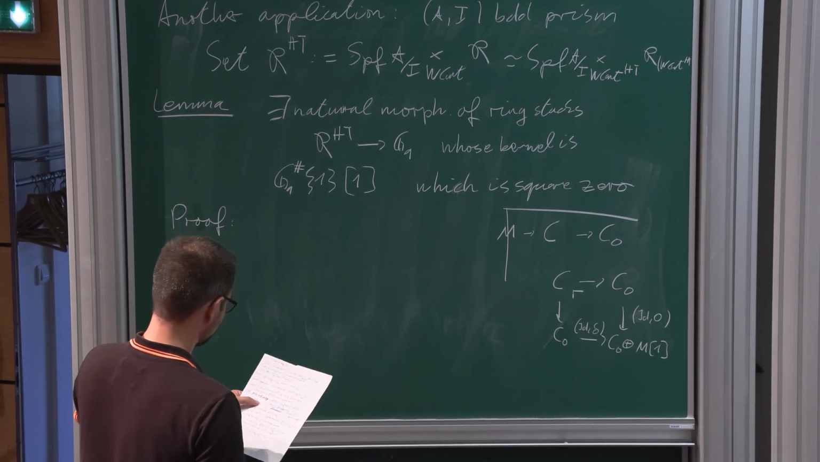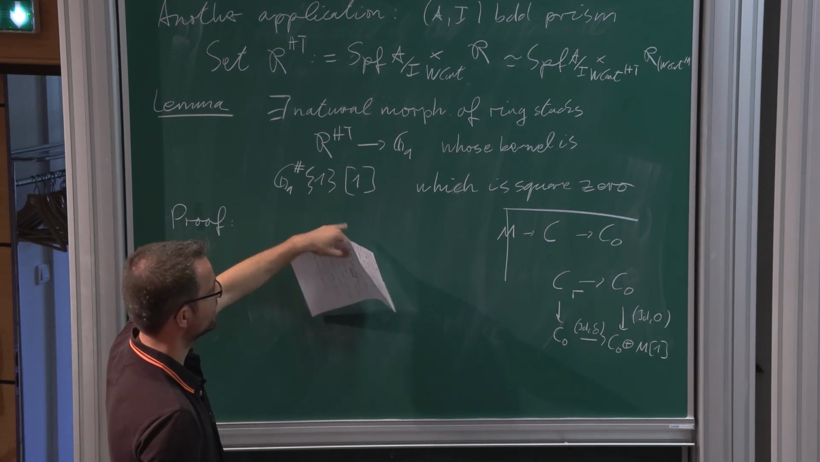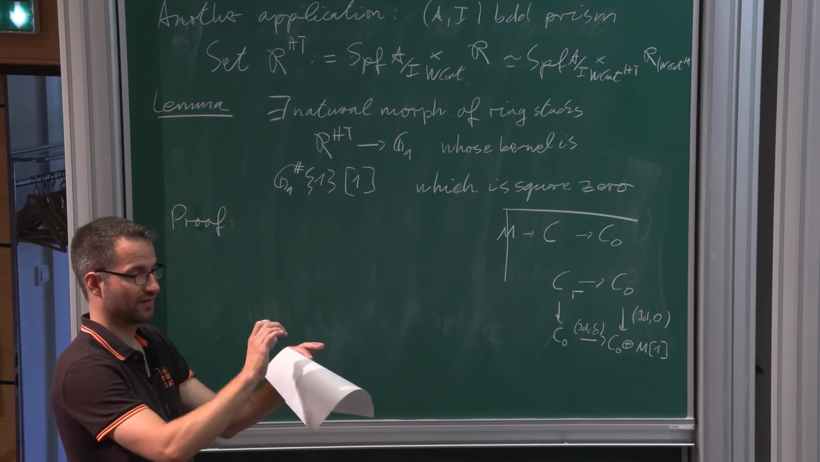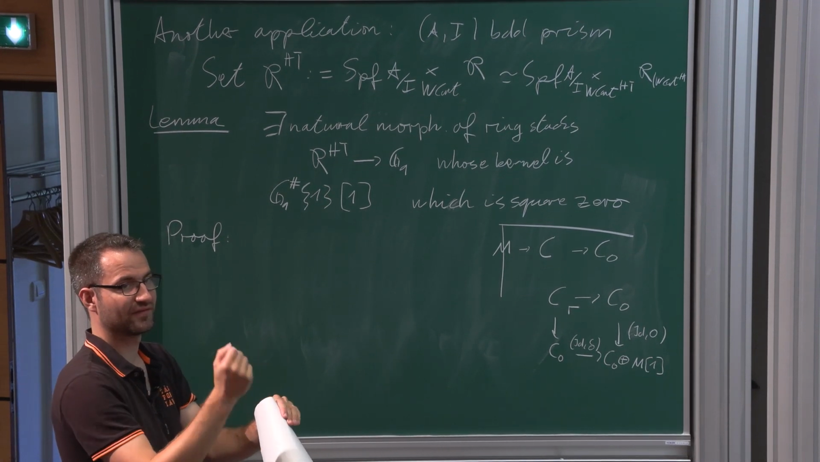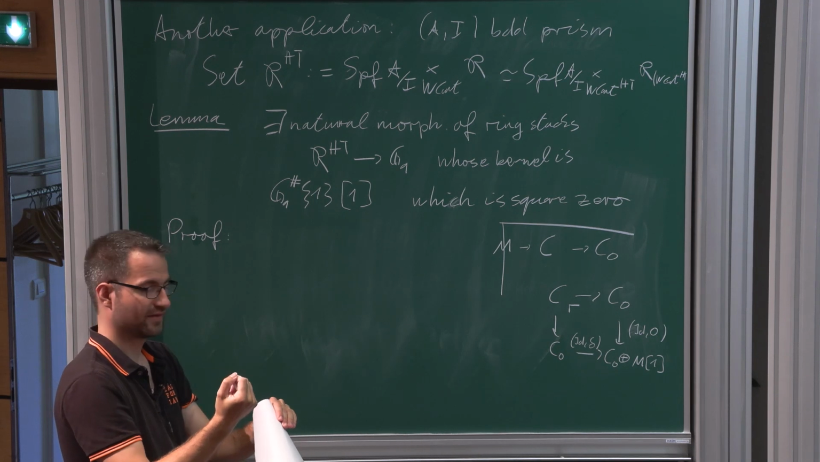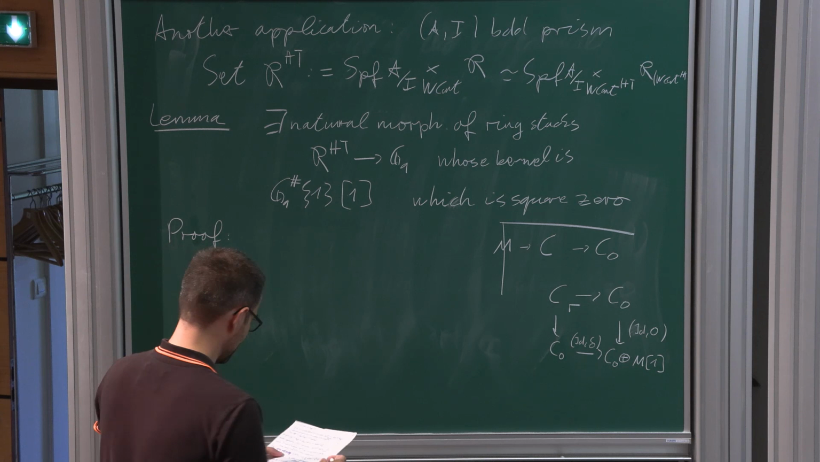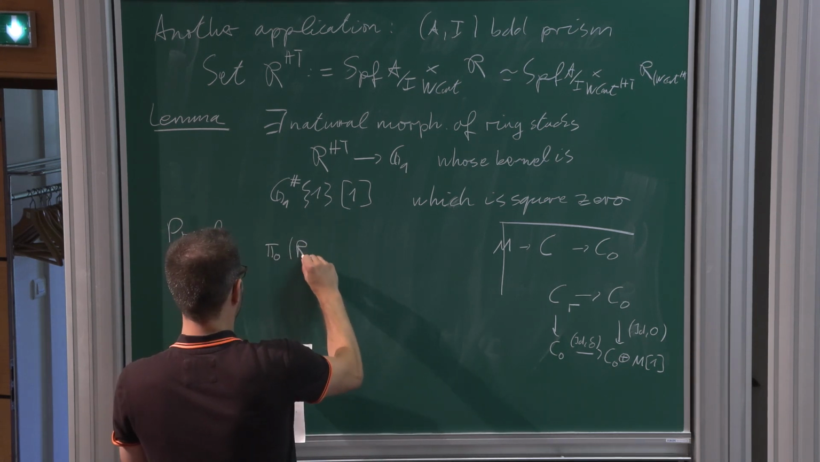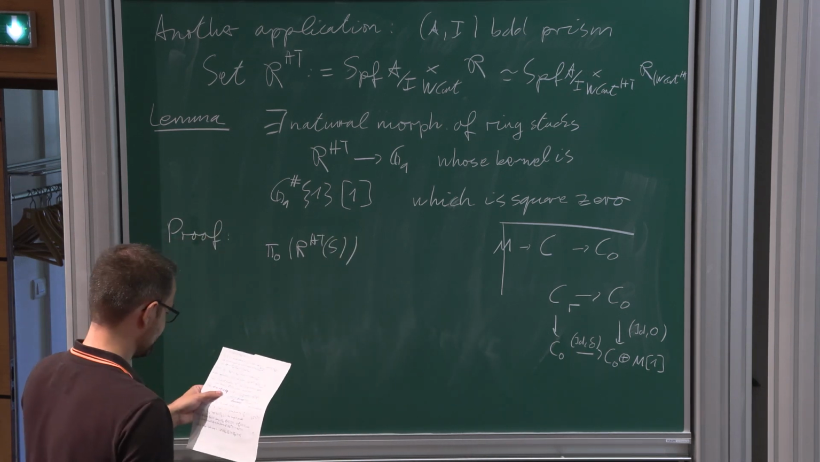And so where does this square zero extension come from? It comes from the fact that if you have an animated ring which has only pi 0 and pi 1, then this animated ring is an extension of its pi 0 by pi 1. And so let's consider pi 0 of R Hodge-Tate evaluated on S.